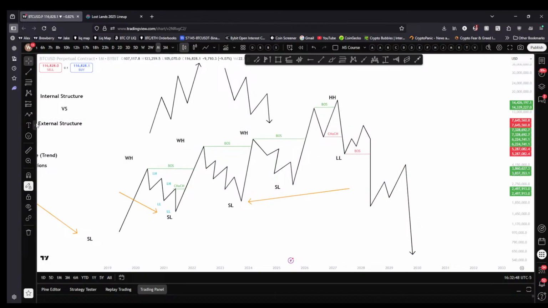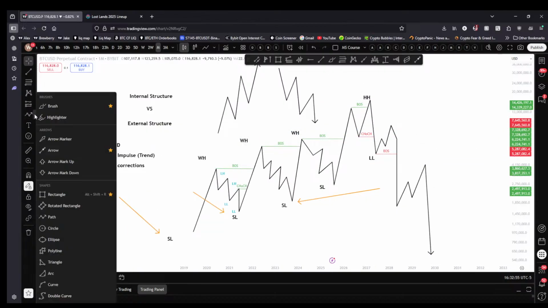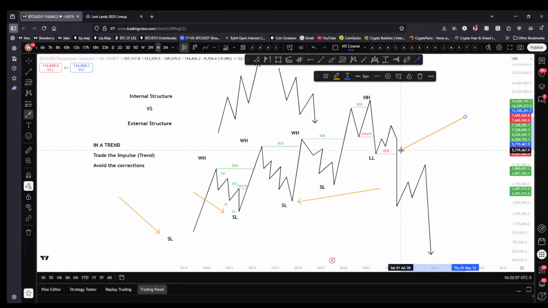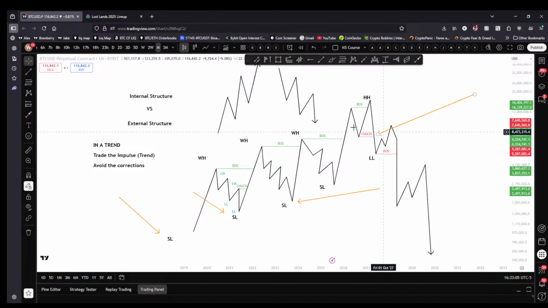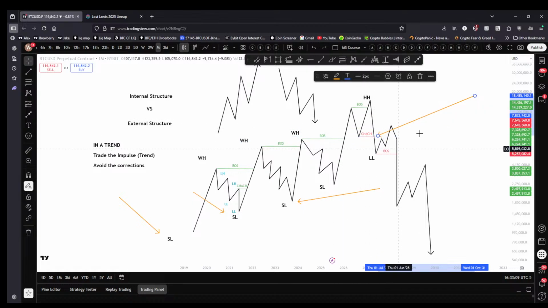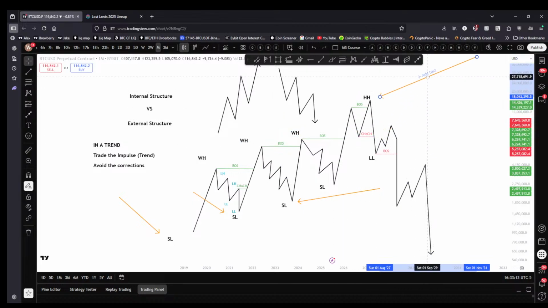That's why it's important to understand a change of character and a break of structure, because this is your real confirmation that a downtrend is forming. A lot of times retail traders will get trapped at the change of character. A lot of times liquidity grabs will cause a change of character, only to then continue up and break the higher high structure, resuming the uptrend.